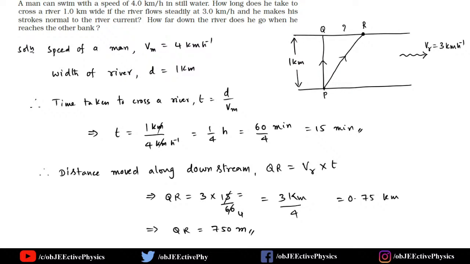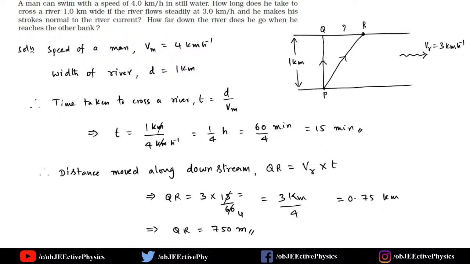Listen students, once again this question. The person starts at one bank of the river and wants to reach the opposite end. For that, he swims across the river normal to the river flow. That is mentioned in the question: he makes his strokes normal to the river current. But due to the flow of the river, instead of reaching the point Q on the opposite bank, he reached some other point, say R.